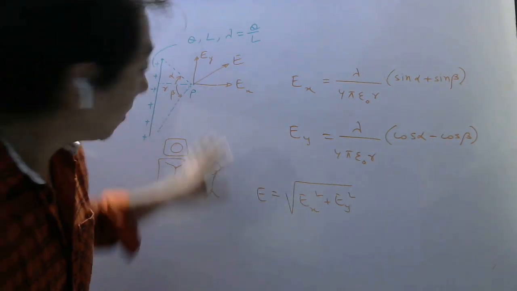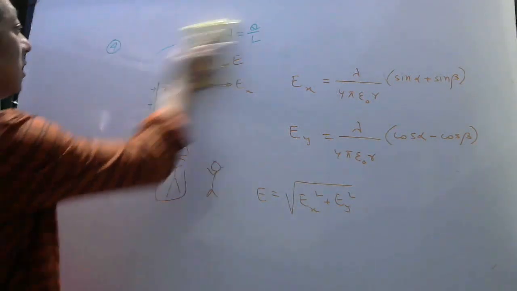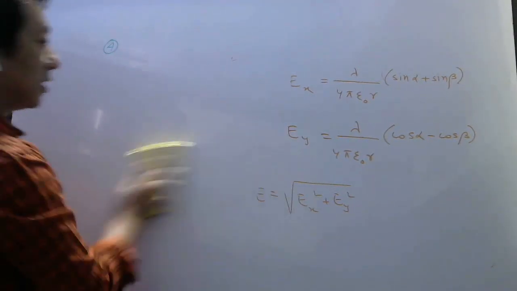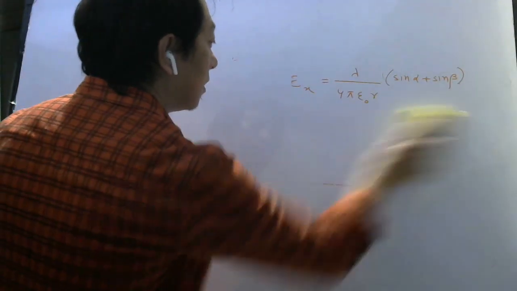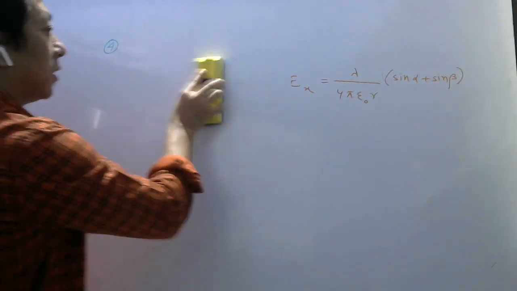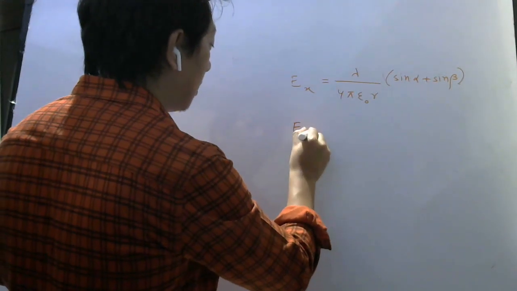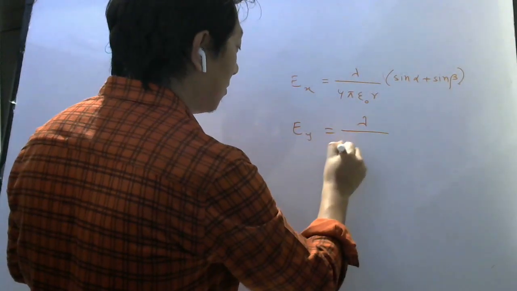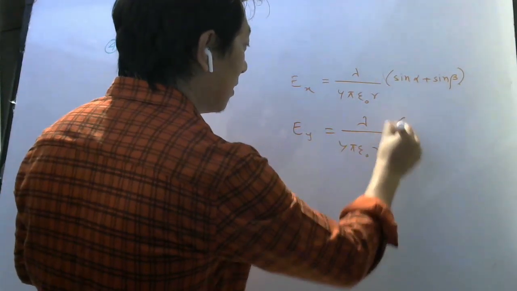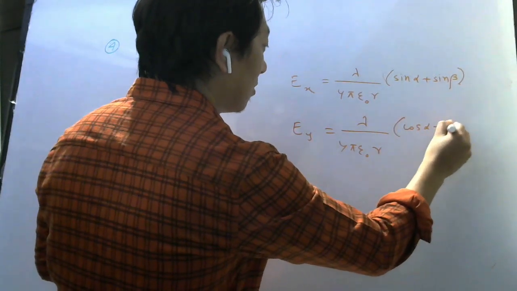Now let us apply this formula in one question. Interesting question it is. Okay. So let me write the formula for y component also. Okay, simply I wrote it: lambda by 4 pi epsilon naught r, cos alpha minus cos beta.